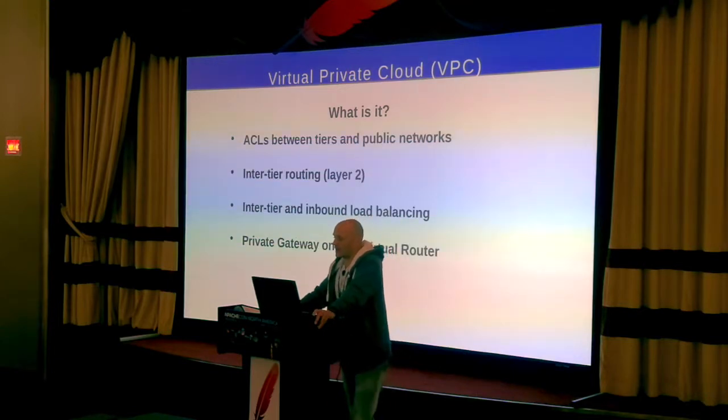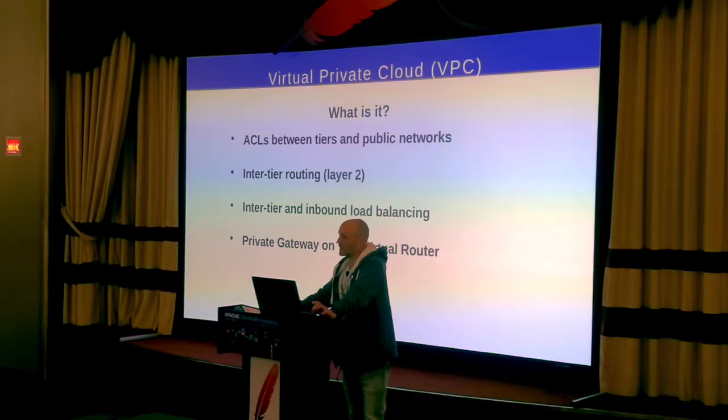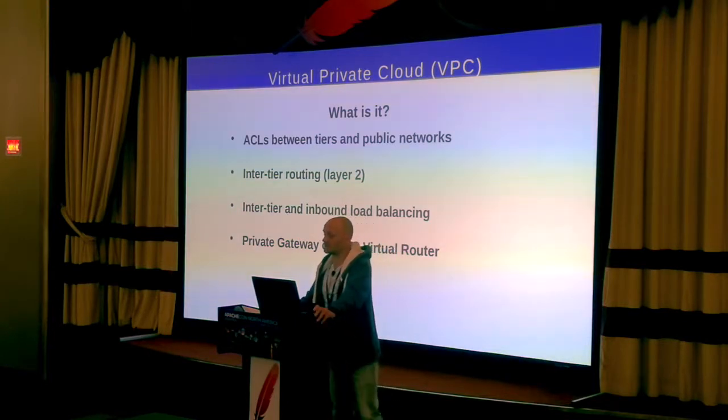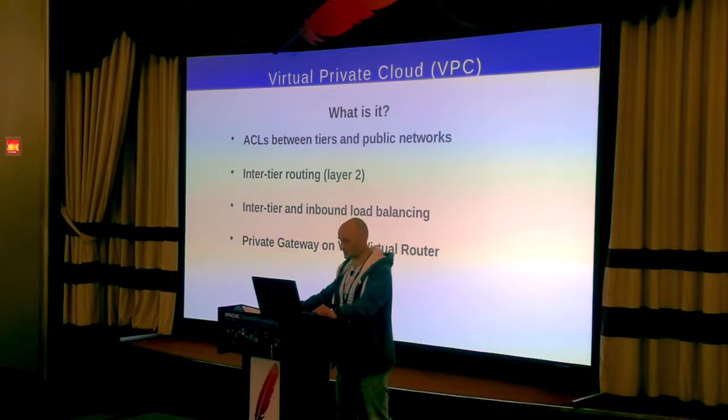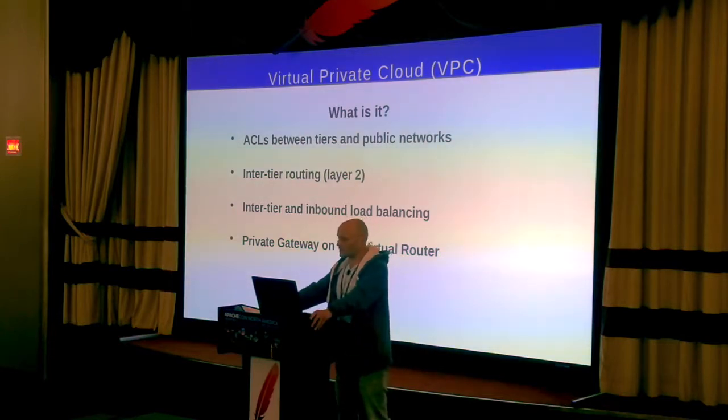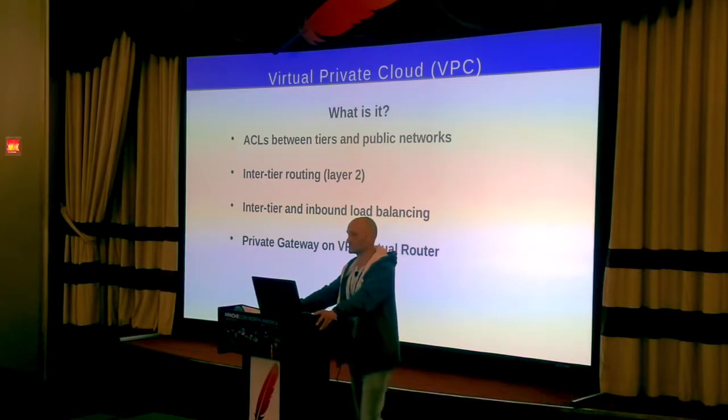Users can set up access control lists, and these are rules that allow or deny traffic between tiers and also public networks. The routing between these tiers is done via the VPC virtual router. Load balancing can also be set up to load balance traffic. For example, in your web tier, you can load balance between the VMs in that tier.